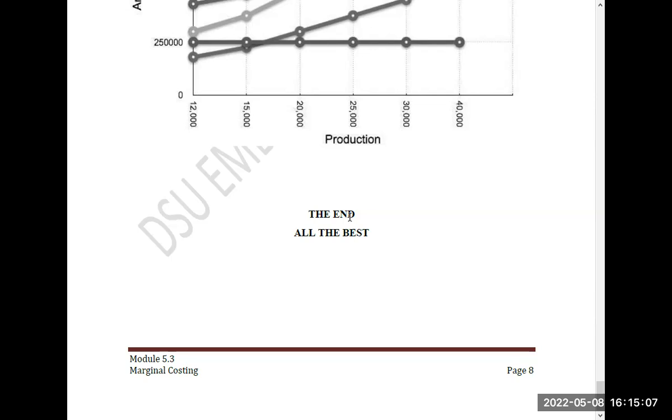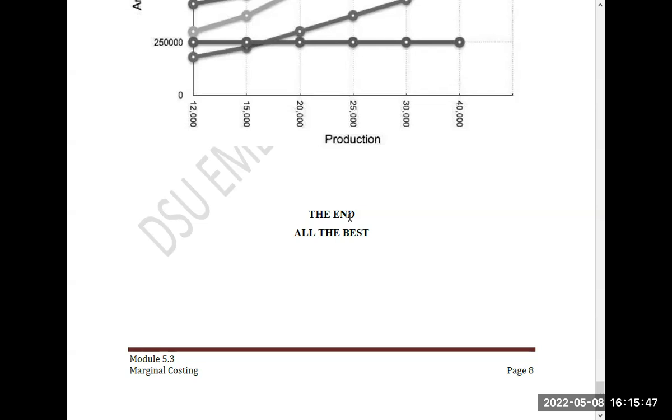1,50,000, right? That is divided by sales into 100. What is the original sales? 3 lakhs. For 3 lakhs, contribution is 1,50,000. Then what is the contribution ratio? PV ratio is equal to 1,50,000 divided by 3 lakh into 100, which is equal to 50%. Okay, next. How do we find out the sales?